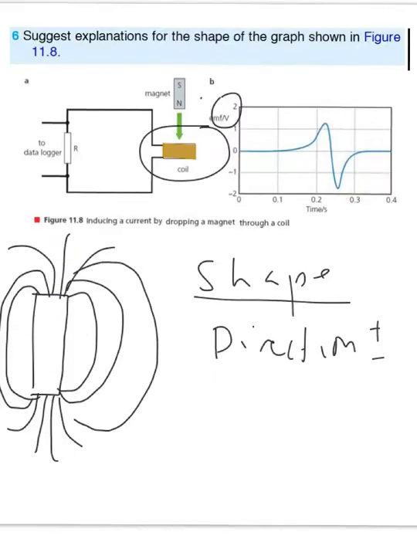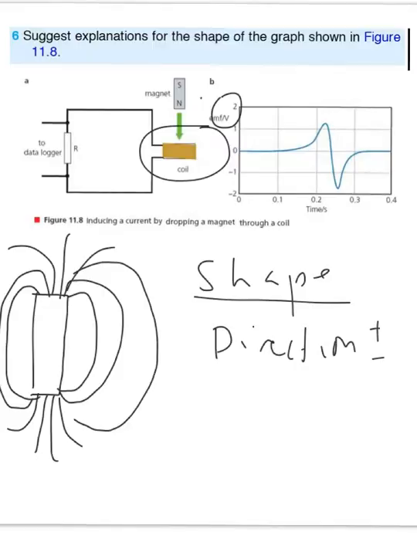So therefore you get a peak. And then as the magnet falls through and starts to move away from the coil, the number of lines in a space is less and you cut less. And so therefore it goes back to 0, okay?